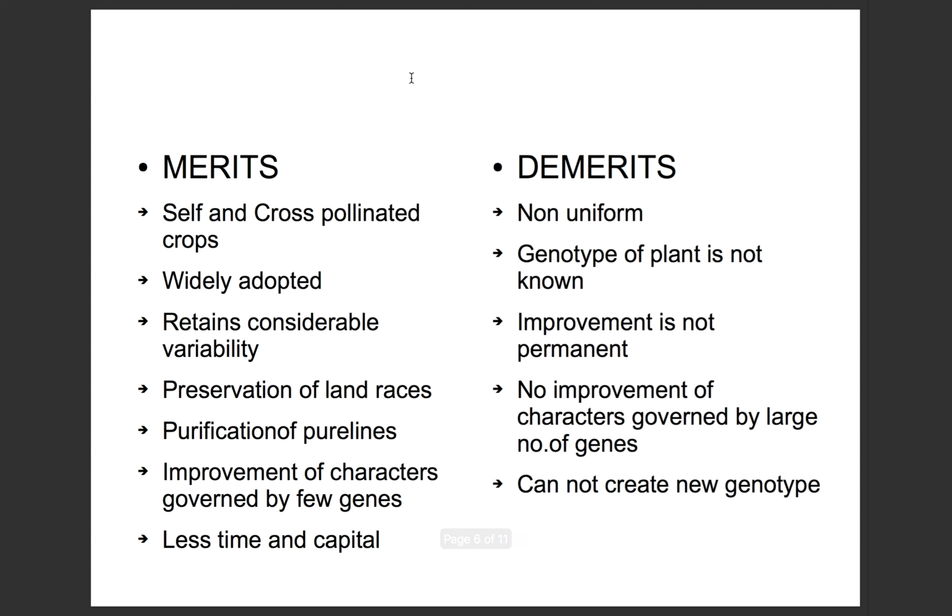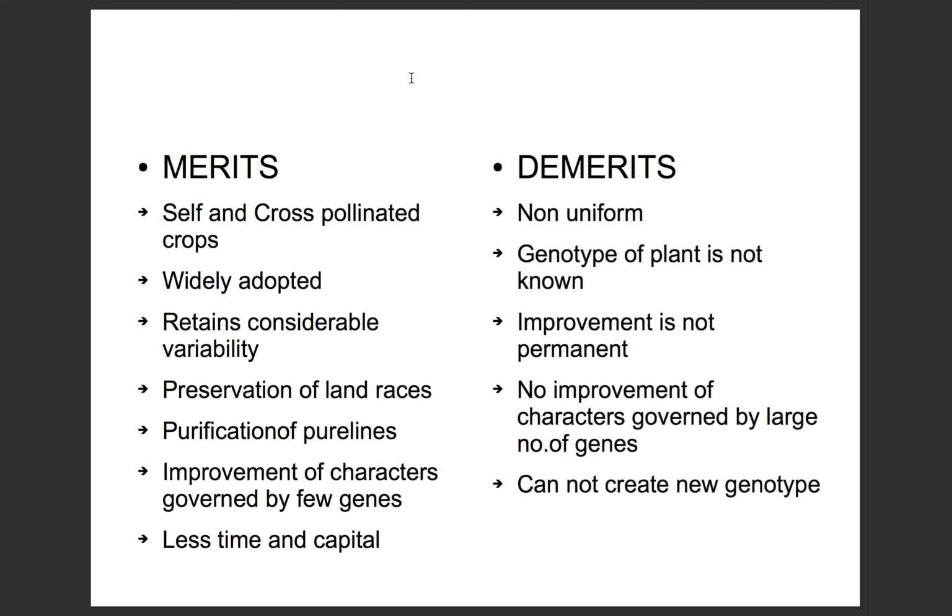And next, if we look into the merits and demerits of mass selection, they can be explained like this. First, if we go with the merits, mass selection can be practiced both in self and cross pollinated crops, and there is no control over pollination. The varieties developed through mass selection are more widely adopted than pure lines. Mass selection retains considerable variability, and hence further improvement is possible in future by selection.